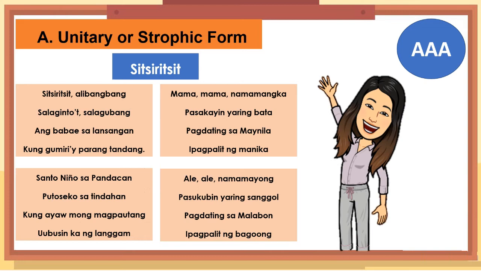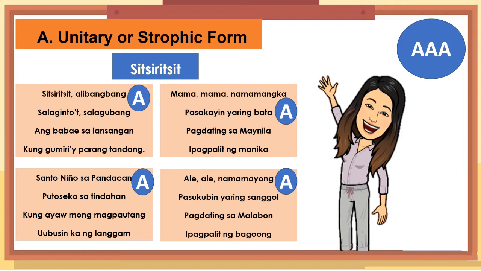Did you observe the song's structure? Notice that all the stanzas have the same melody. That is why they are all labeled A. And in that case, the song Sitsiritsit is in strophic or unitary form.